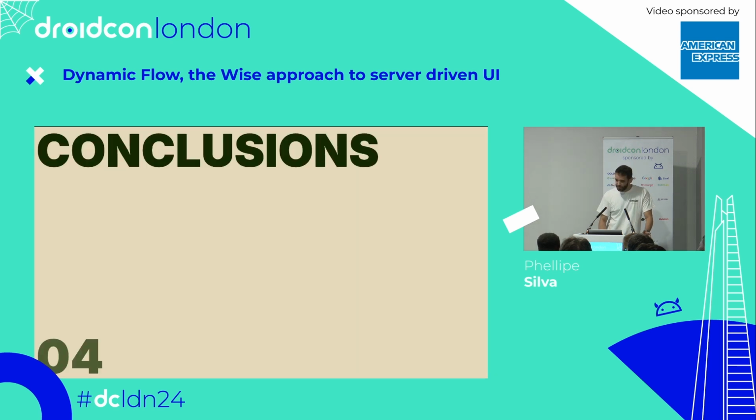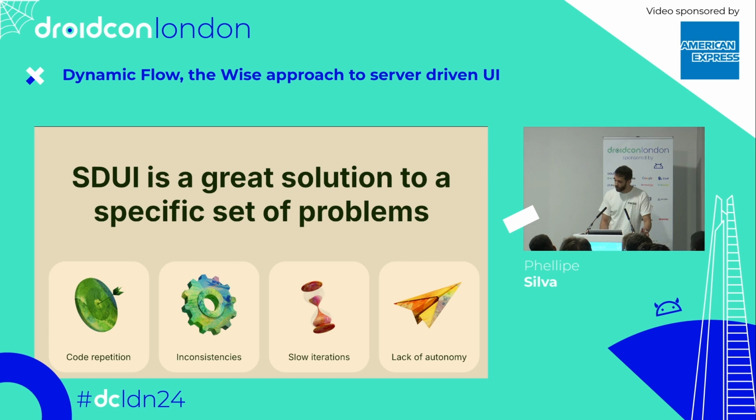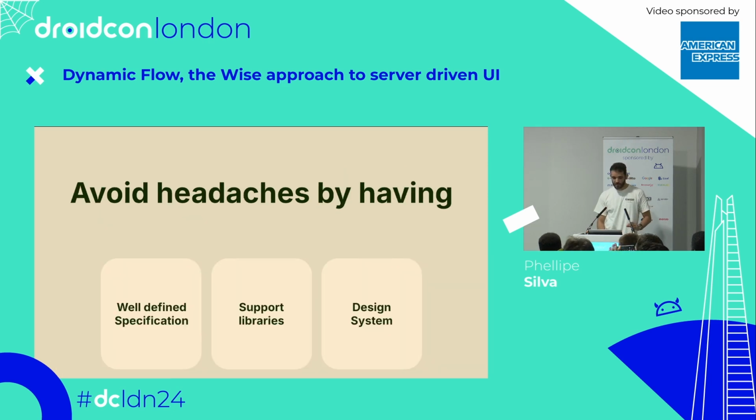And finally, some takeaways. First takeaway, if you are building a server-driven UI system, remember, this is meant to solve a specific problem, not all the scalability problems you have. It's meant to solve a specific set of problems. You can avoid headaches by thinking ahead and having a well-defined specification, some support libraries to help you, and a design system in place.